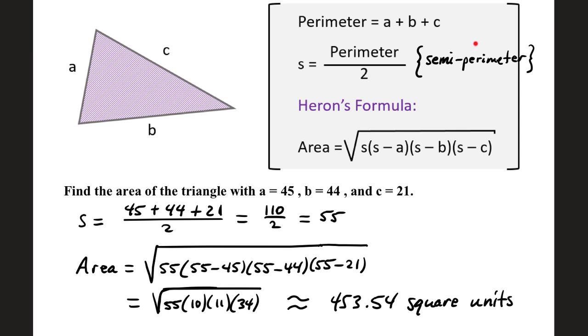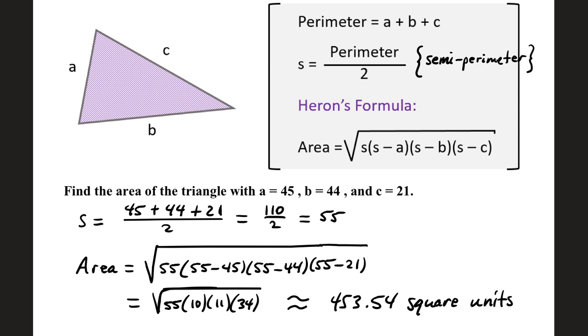The first thing you do is you find the semi-perimeter. You add up all 3 sides, divide by 2. This semi-perimeter, lowercase s, is used multiple times in your area formula. One time it's a standalone value, but the next 3 you slowly subtract each side of your triangle from that semi-perimeter.